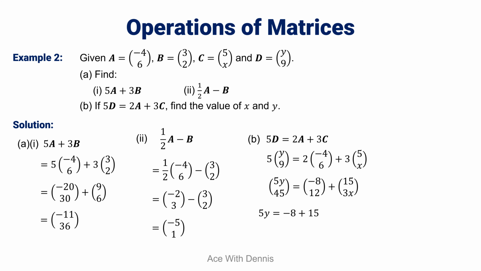Alright, now we compare the elements one by one. So the first element is 5Y equals negative 8 plus 15. So 5Y equals 7, hence Y equals 7 over 5. The next element, 45 equals 12 plus 3X. So 3X equals 33, hence X equals 11.